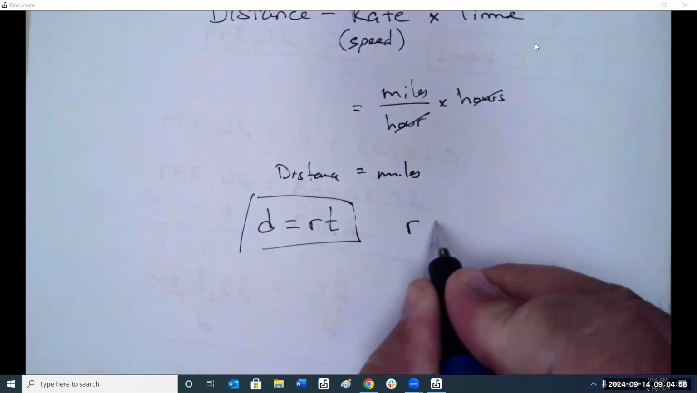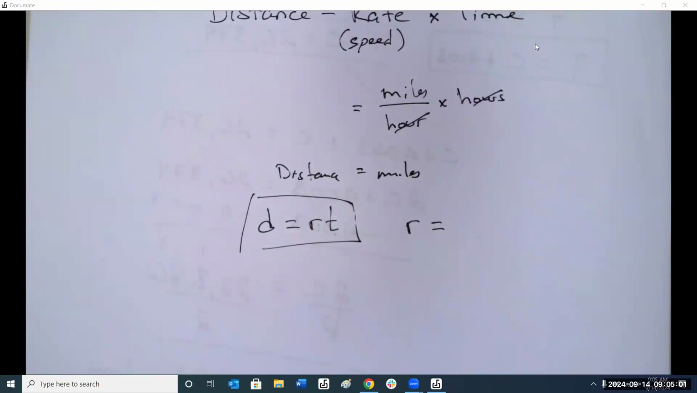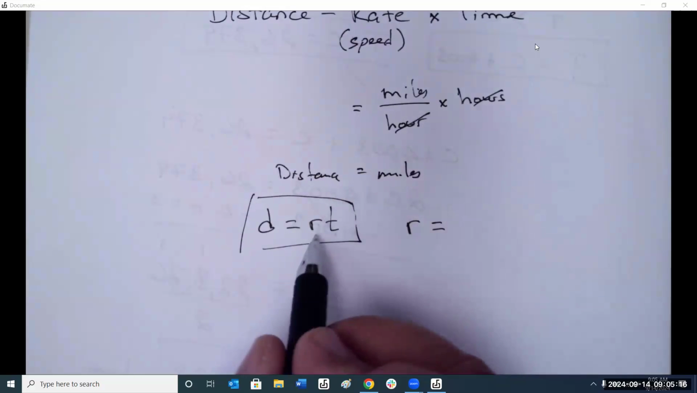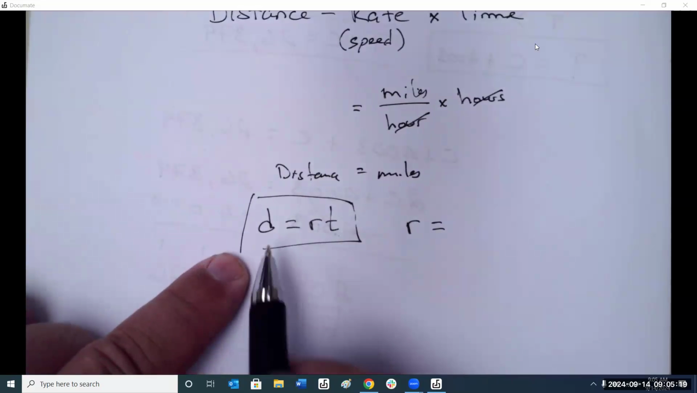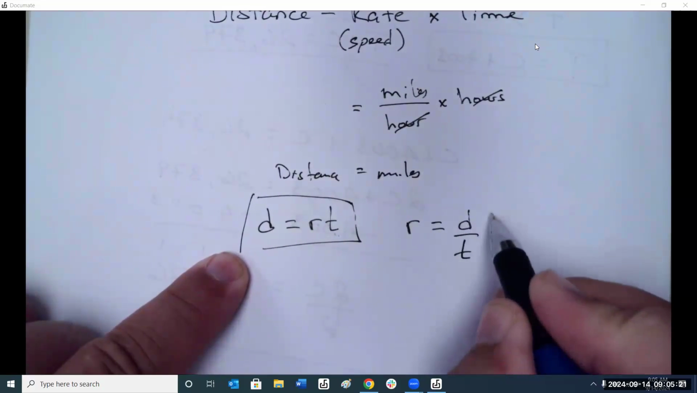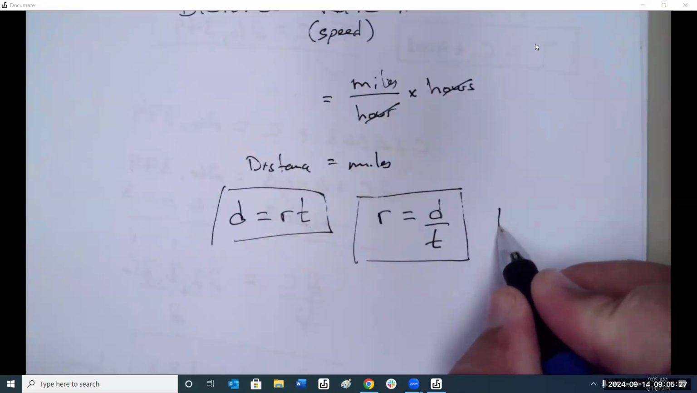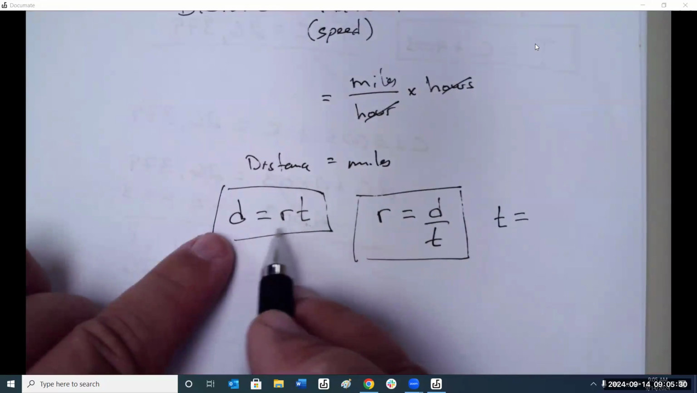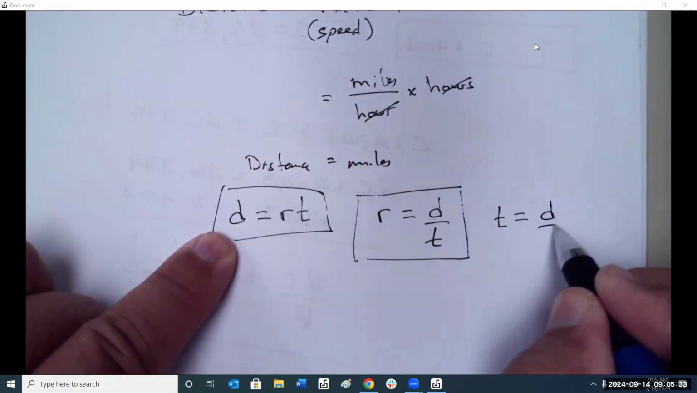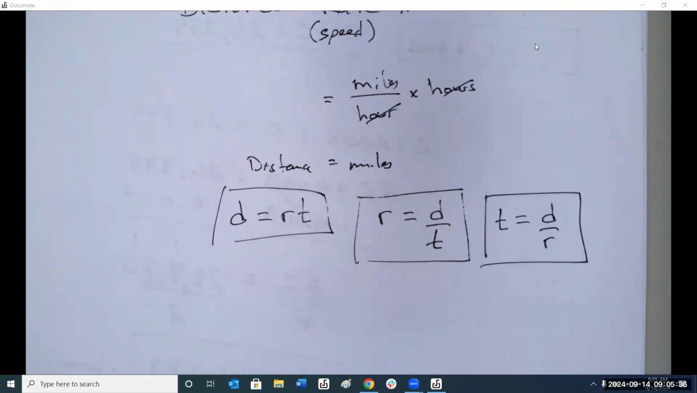If you wanted to find the specific rate something is traveling, remember, rate is miles per hour, or feet per second, or light years by years. So to solve for r, we divide both sides by t. So it's d over t. And likewise, if you're solving for time, get the t by itself, divide both sides by r. Depending on what you're looking for, you can solve it from that equation.